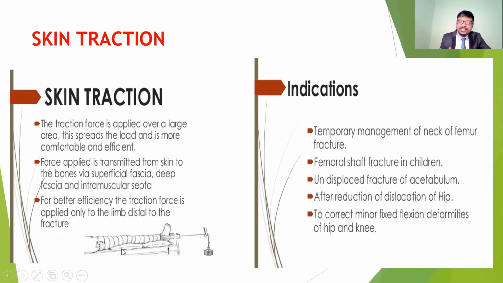Where there is a fracture, in the case of intracapsular fractures, traction is most commonly given in old age people. The force applied is transmitted from the skin to the bone via the superficial fascia, deep fascia, and intramuscular septa. So the traction is transmitted from the skin to the bone via the fascia. These are the main mechanisms of skin traction.